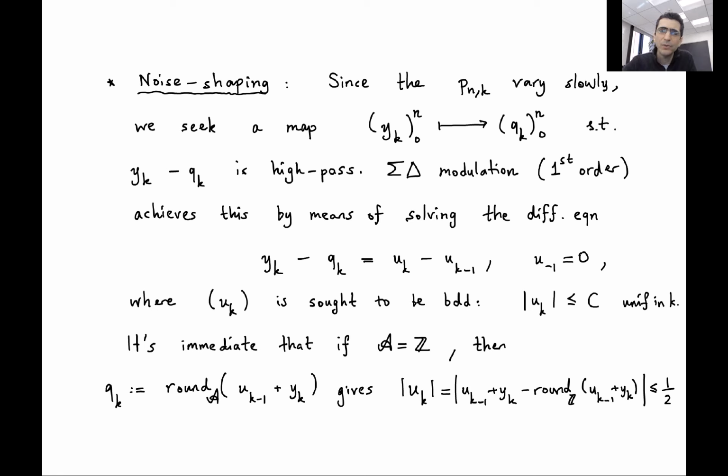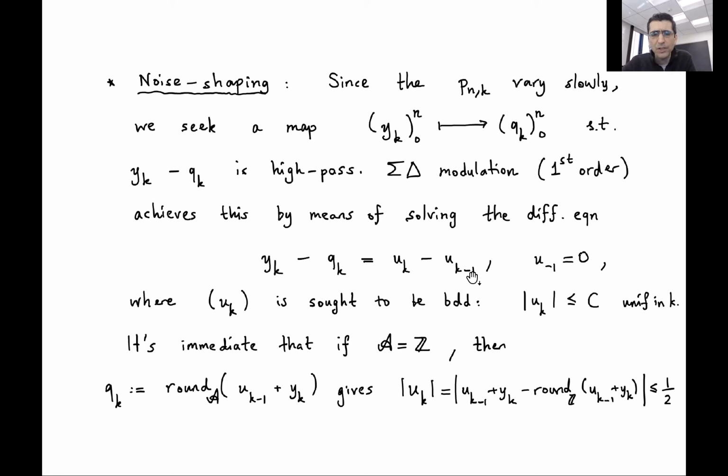We're going to see this at first order first. This captures almost all the ideas. So this mapping from yk to qk such that their difference is a high pass sequence can be achieved by setting up a difference equation. We would like to see it as the first order difference of some uk, except we need to put some condition on the uk for this to be meaningful. And the condition we put is that uk remains bounded independently of k.